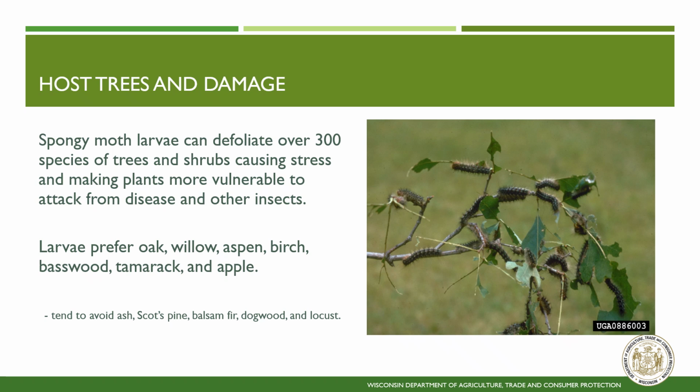This feeding or defoliation can stress trees and shrubs and make them more vulnerable to attack from other pests or diseases, like root rot pathogens that are already present in the soil and just waiting to attack and possibly kill stressed trees. A single spongy moth defoliation of a conifer, like Norway spruce, can kill those trees. Spongy moth caterpillars tend to avoid ash, Scots pine, balsam fir, and locust, but remember that adult moths could lay their eggs on those species anyway.